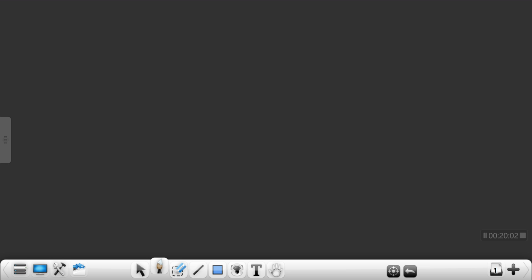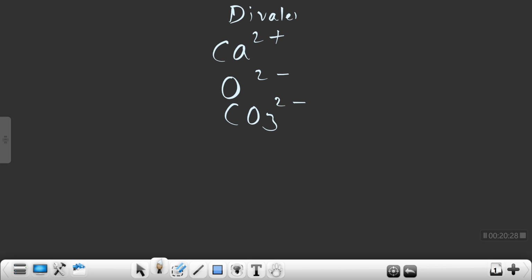And there are so many examples of these radicals. There are monovalent electropositive, divalent electropositive, and trivalent electropositive radicals. See, Ca2+ is divalent. O2- is also divalent. CO3 2- is also divalent. Divalent means valency 2. Then trivalent means valency 3. Al3+, see, valency 3.